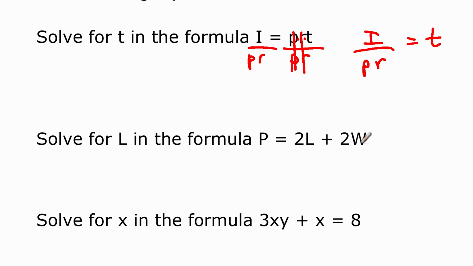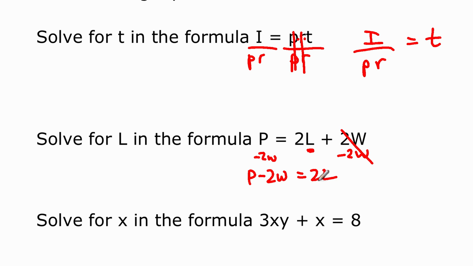Okay, here's another one. P is equal to 2L plus 2W. It says solve for L. So this is what I want to get all by itself. So I have to get rid of this 2, and I have to get rid of the 2W. First, I'm going to get rid of the 2W. So I'll subtract 2W on this side. If I do it there, I have to do it on this side. So I'm going to have P minus 2W is equal to 2L, because these cancel.